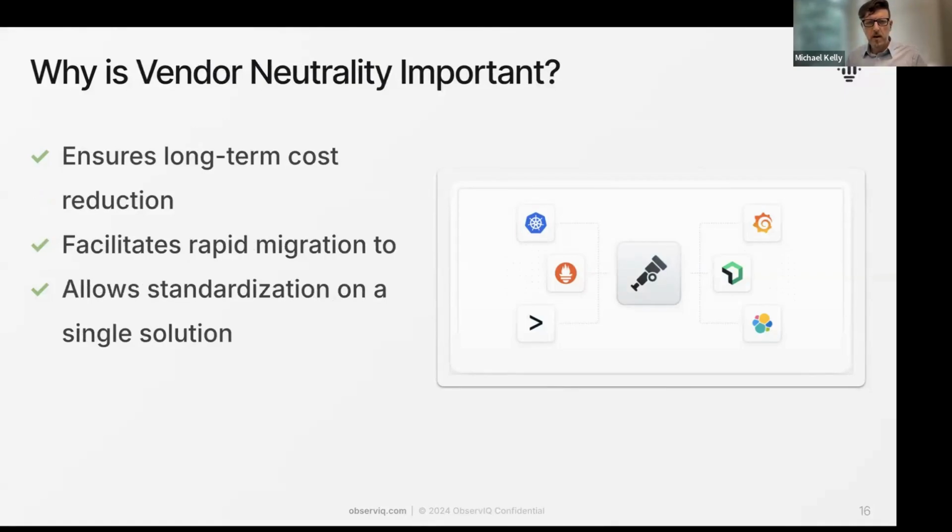We already talked a bit about vendor neutrality, but if you think about this long term, that's really the primary driver for it. It's long-term cost reduction, allows you to migrate easily, allows standardization on a single solution, and you can't do that if you're locked into a specific vendor component or vendor pipeline.